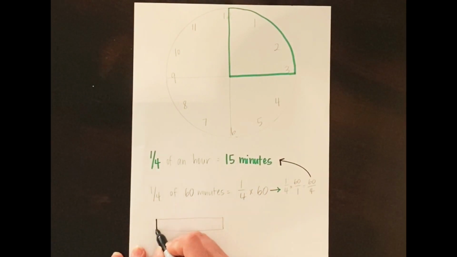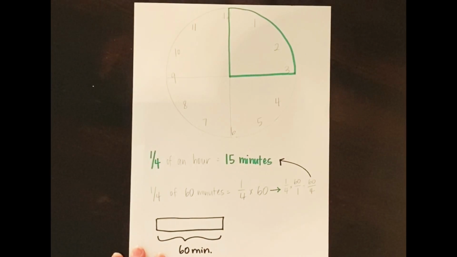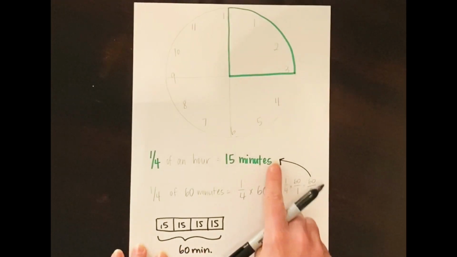Let's look at it using the bar model. If my whole is 60 minutes, because I'm figuring out a fraction of an hour, my whole is 60 minutes, I'm looking at fourths. I'm going to divide this into 4 equal sections, so I can see, okay, 60 divided by 4, each of these would be 15. So 1/4 of an hour is 15 minutes. We're going to look at one more example.